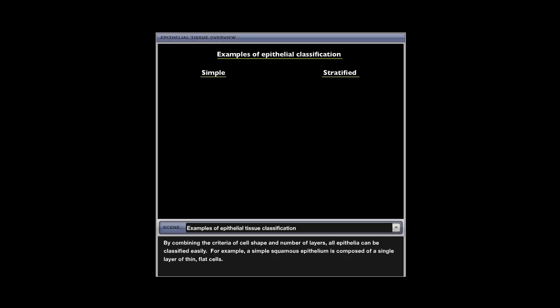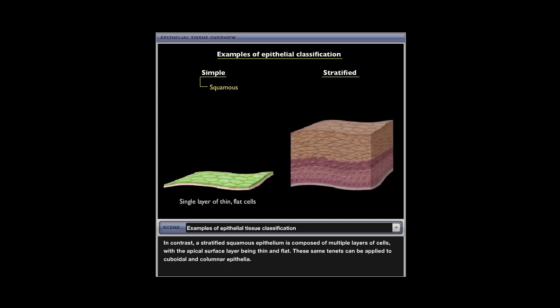For example, a simple squamous epithelium is composed of a single layer of thin, flat cells. In contrast, a stratified squamous epithelium is composed of multiple layers of cells, with the apical surface layer being thin and flat. These same tenets could be applied to cuboidal and columnar epithelia. There are two special types of epithelia.